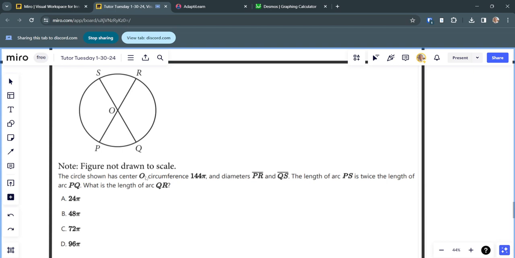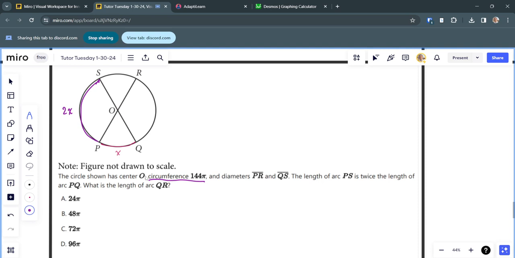So what I have here: a circle has a circumference of 144 pi. Diameters are PR and QS. The length of arc PS is twice the length of arc PQ. There's PQ. What is the length of arc QR? Well, I can set this as x, which would very conveniently make this 2x.